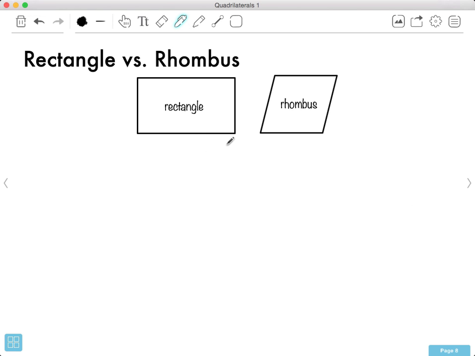For a rectangle versus a rhombus, they both have four sides. However, the corners in a rectangle are 90-degree angles, in a rhombus they are not. The diagonals in a rectangle are the same length, whereas in a rhombus they are not. They do have two pairs of sides that are parallel, so that's the same, but in a rhombus all four sides are of equal length, and in a rectangle they are not.